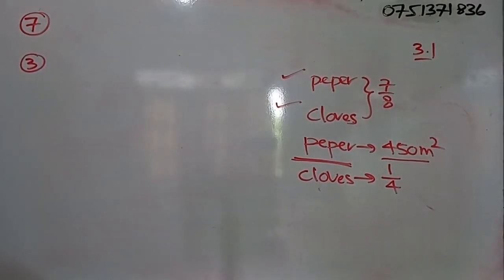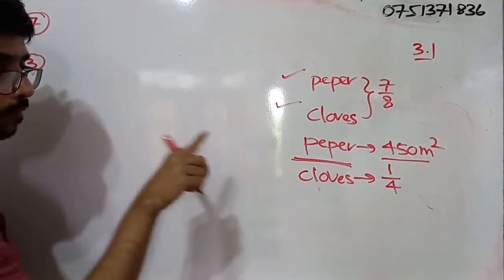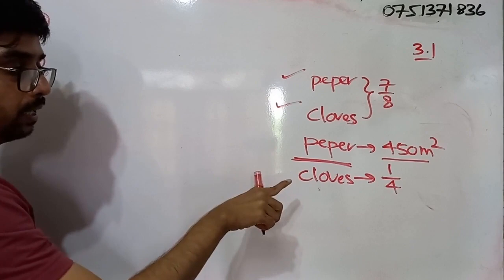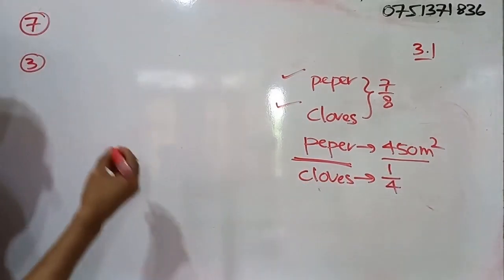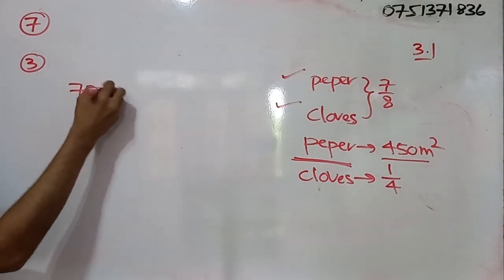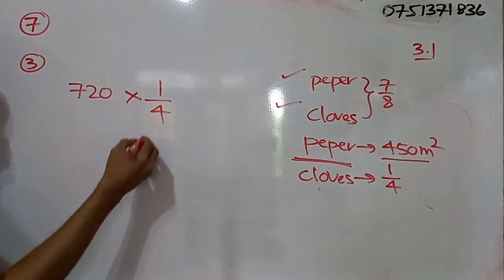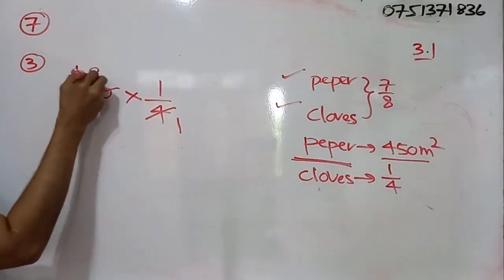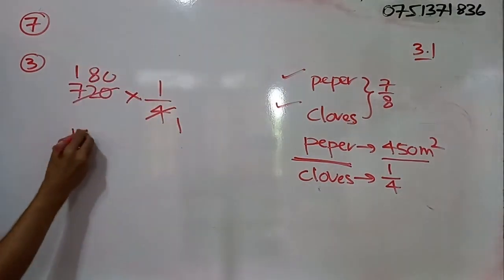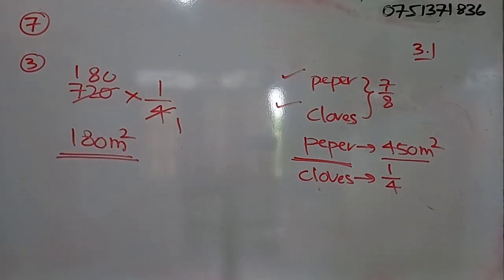Right? So in the question, it says that the amount of land cultivated only with cloves is 1/4. So we know the total amount of land now. That is 720 square meters. So we have to calculate 1/4 of this. 4 times 1, 4 times 1, and for 32, 4 times 8. So 180. 180 square meters. So that is another way of getting the same answer.